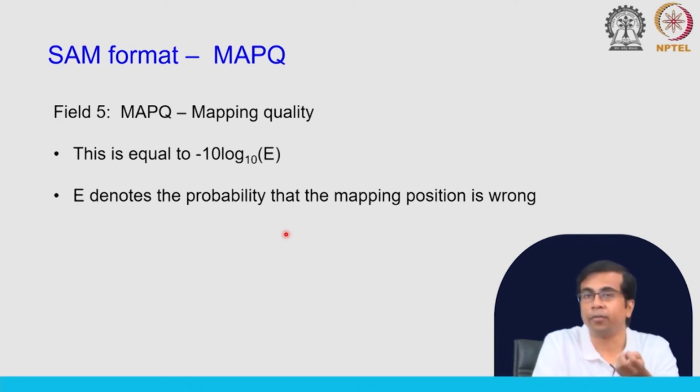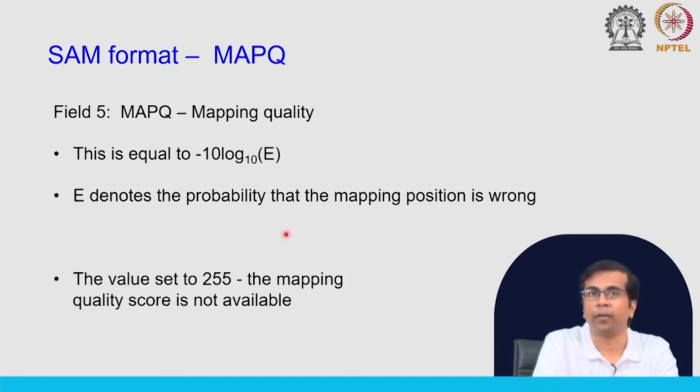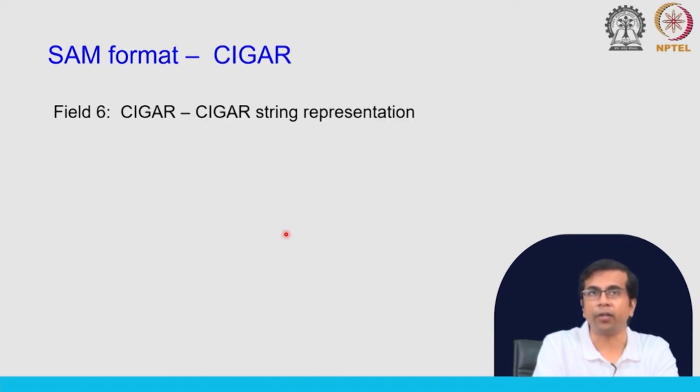So, higher quality would denote that we can be very confident about the alignment and it is probably not a wrong mapping. The value is set to 255 if the mapping quality score is not available, meaning the program does not calculate this mapping quality score. Bowtie2 actually does calculate this mapping quality score, the MAPQ value, and we will see that.